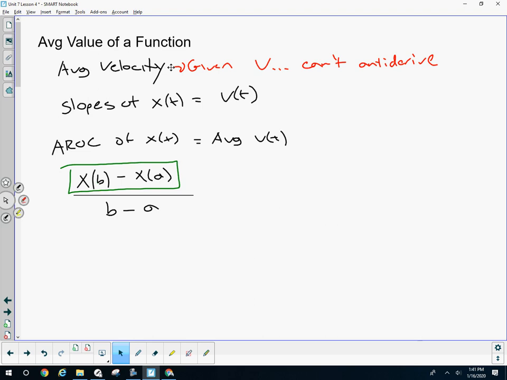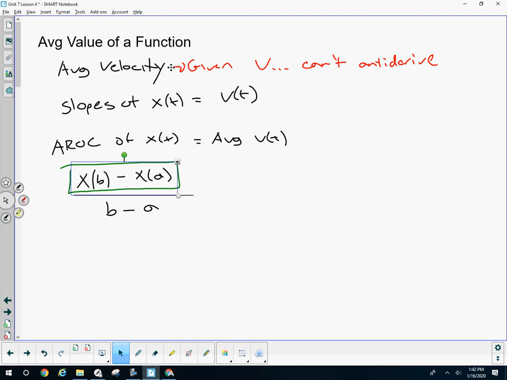Let's think about that, x of b minus x of a. An ending position minus a starting position. What is that? Displacement. That's one way to calculate displacement. The other way to calculate displacement is by thinking of velocity times time, or the visual representation of that, which is the area under our velocity curve.